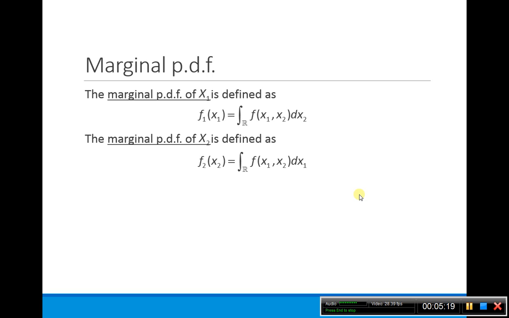Okay, we can define a marginal PDF. This is f sub 1, which relates to the random variable x sub 1. So f sub 1 of x sub 1 is equal to the integral over the real line, where we take our joint PDF and integrate it with respect to x2. Similarly, for the marginal PDF of x2, we integrate our joint PDF with respect to x1.